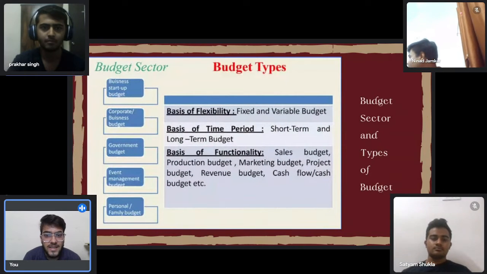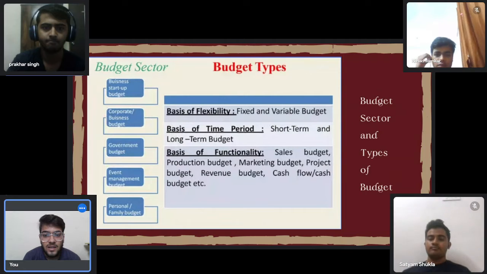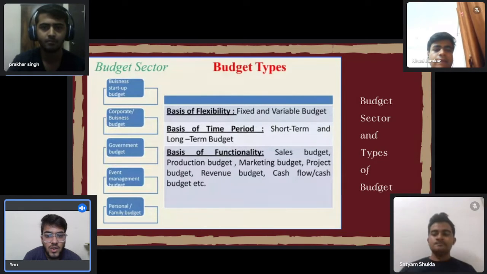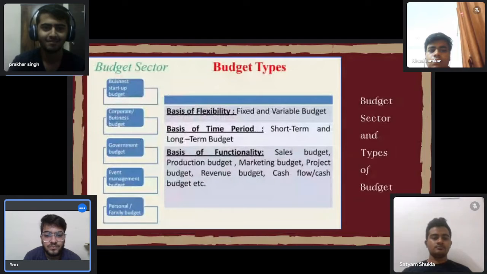In the budget sector, we have many types of budgets. Basically, we have three bases: the first is basis of flexibility, the second is basis of time period, and the third is basis of functionality. The basis of flexibility gives fixed and variable budgets, and on the basis of time period, it may be a short-term or a long-term budget. On the basis of functionality, we have sales budget, production budget, marketing budget, project budget, revenue budget, and a lot more.